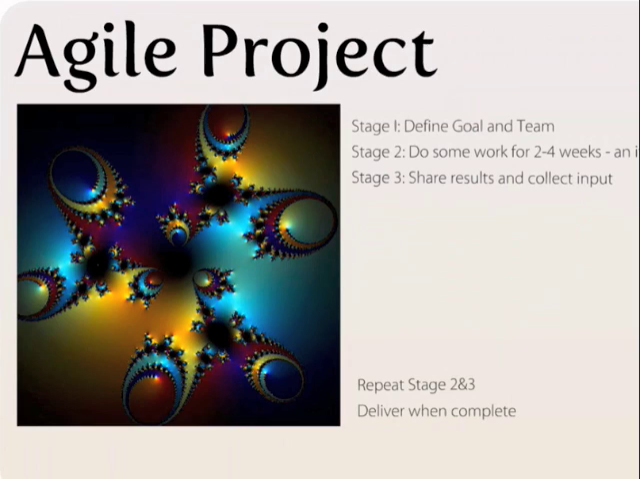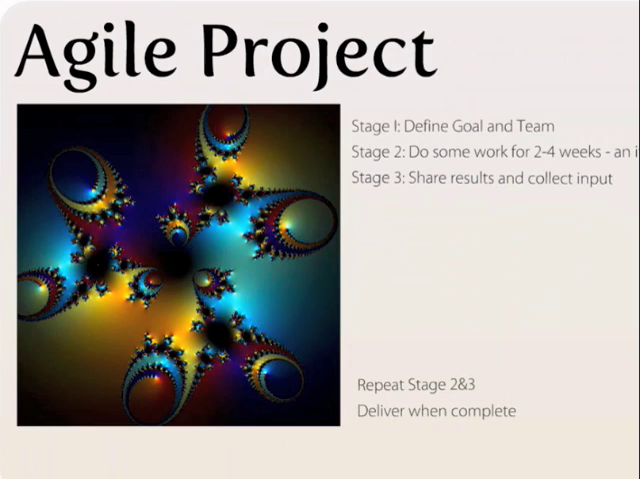In the 1st stage, the team is established. In stage 2, some work is done during a short, defined period of time, anywhere from 2 to 4 weeks. In stage 3, input is collected, and not just from your manager or the person funding your project, but everyone. If it's a software project, get the people who are going to use the software to try it out. If it's marketing material, find out who's supposed to be consuming it and ask them what they think of it.